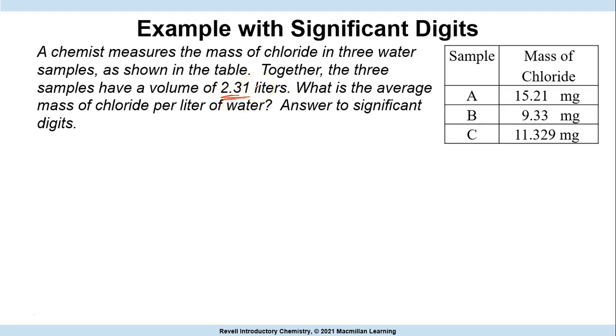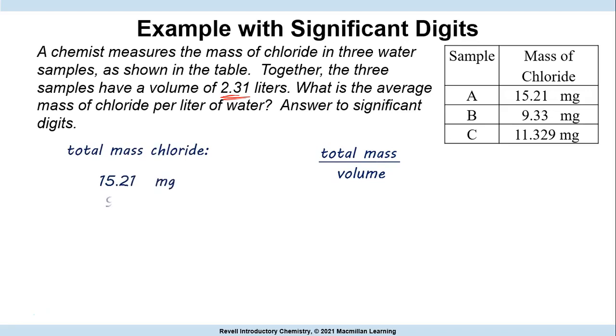Let's go ahead and do the addition of the masses. We are going to have the total mass over the volume. So let's add the masses together. We have 15.21, 9.33, and 11.329. That is going to give us 35.869 milligrams. Remember, we've said that when we are adding, the number of significant digits is limited by the one that has the least number of decimal places. So here we are looking at this point.